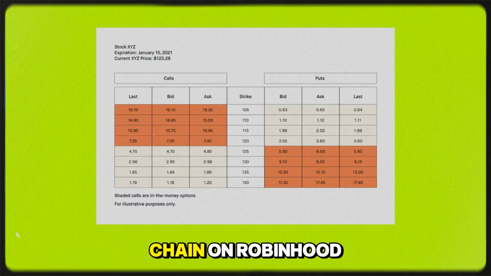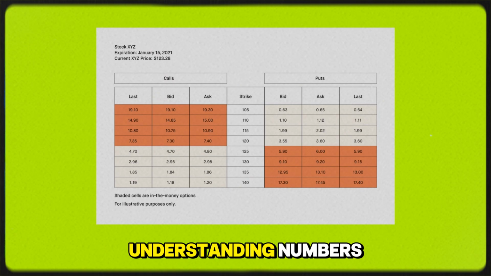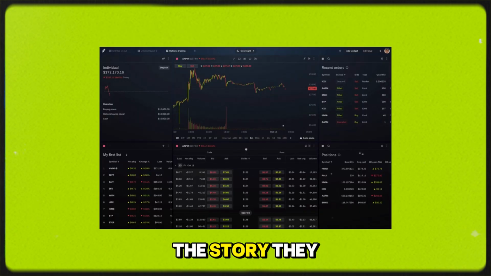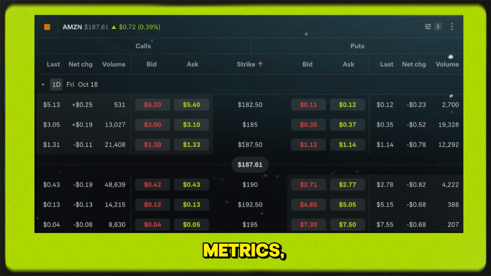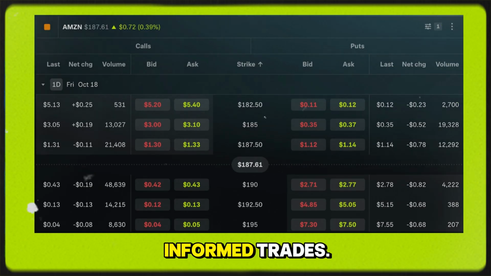Reading an option chain on Robinhood isn't just about understanding numbers. It's about seeing the story they tell. Once you can read calls, puts, strike prices, and the key metrics, you'll make more confident, informed trades.